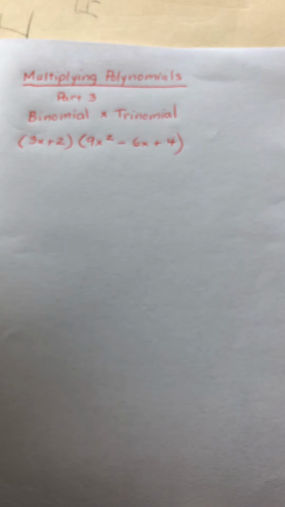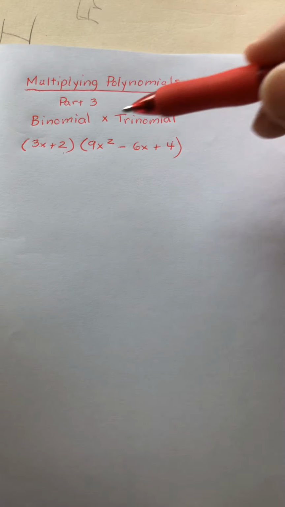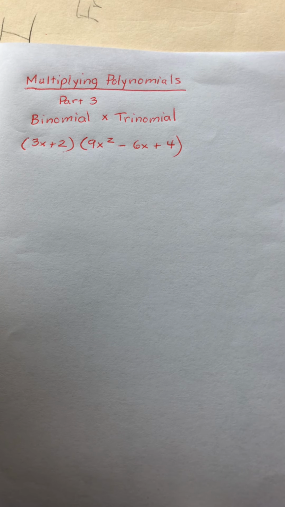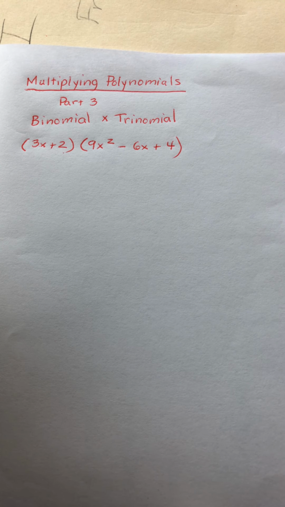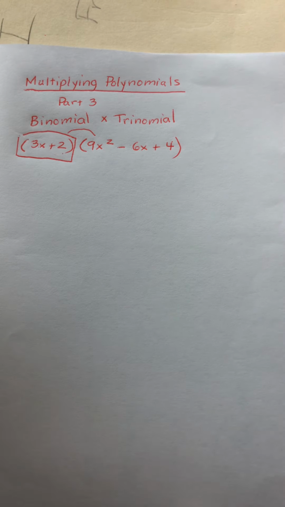Now we are going to multiply a binomial times a trinomial. A binomial has 2 terms, a trinomial has 3 terms. It's just exactly like what we've been doing before when we multiplied 2 binomials. You take this whole thing and you're going to distribute it over each part of this one.